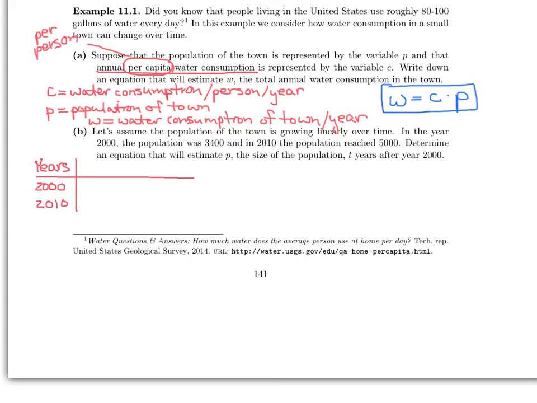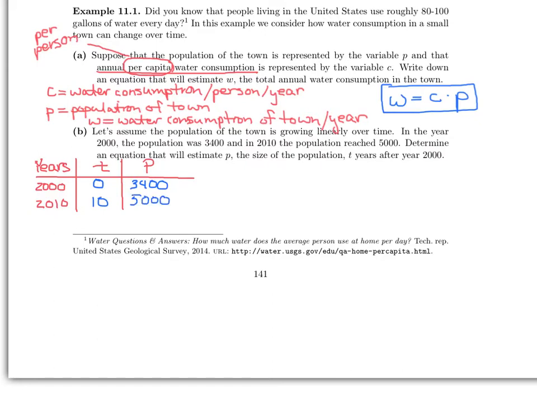Ultimately, our goal is to write an equation that relates two variables, a variable t, which represents time in years after the year 2000, and p, the size of the population. So let's fill in numbers for these two variables. Well, in the year 2000, t should equal 0 because we're talking about 0 years after the year 2000. In the year 2000, the population was 3,400 people. Now, in the year 2010, we're talking about 10 years after the year 2000, so t is 10, and in the year 2010, the population reaches 5,000.